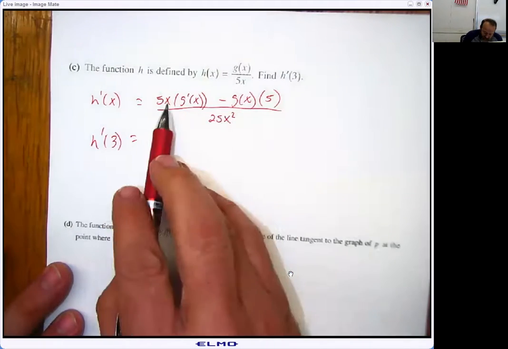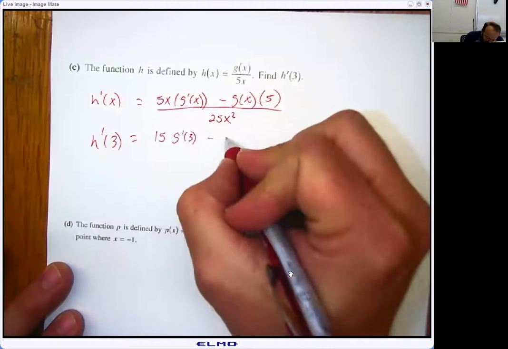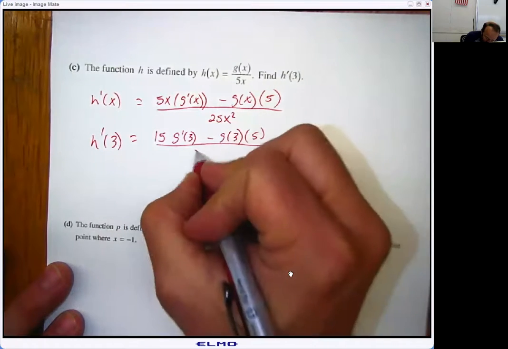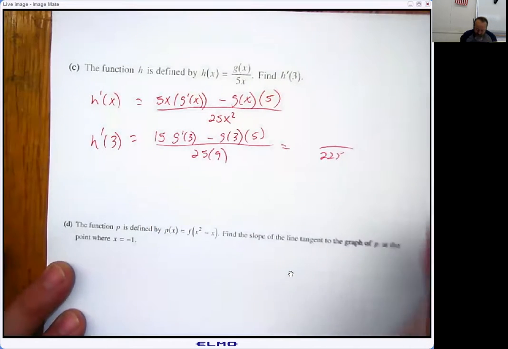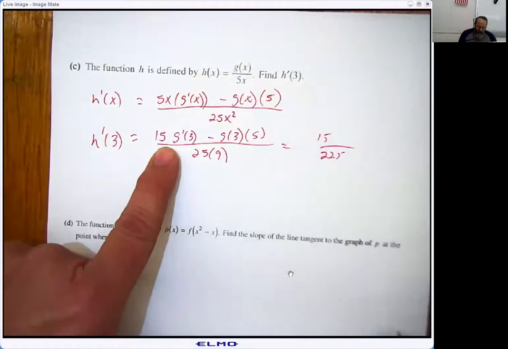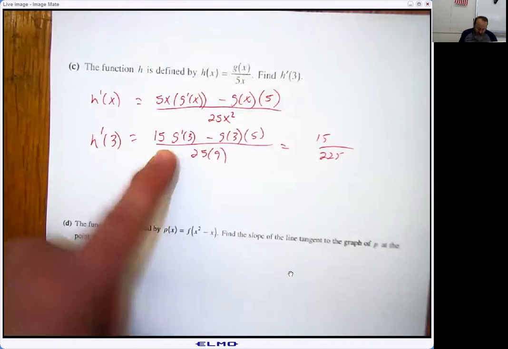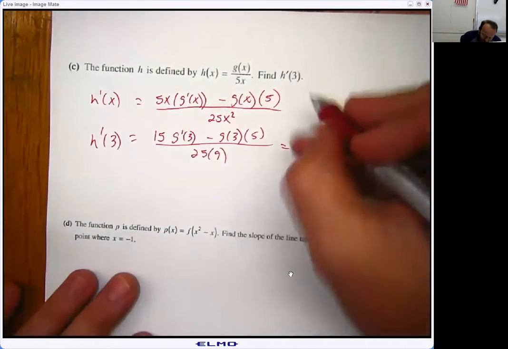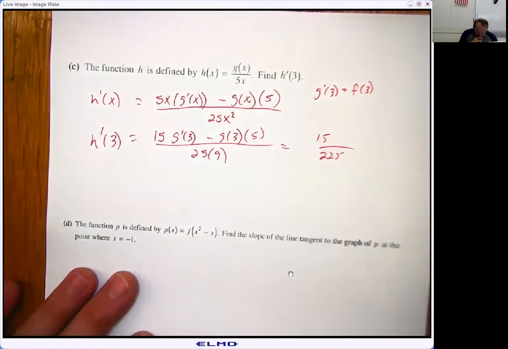So the first thing is, of course, we got 5 times 3. We've got 15 right there. We're going to have g prime of 3, we're going to have g of 3, and we're going to have this 5 right there. And we've got 25 times 9, which is going to be 225. Now, interestingly enough, g prime, as we've established on one of the earlier problems, was f itself. So if they're asking what is g prime of 3, that's in fact asking what is f of 3.